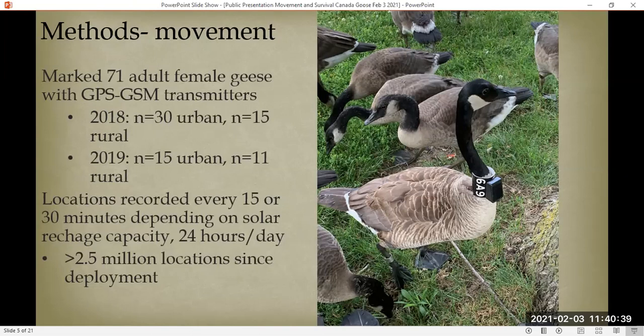We placed these GSM transmitters on adult female Canada geese. And when we captured them, we made sure they were with young. So we wanted to make sure that these adult females were successful nesters. We distributed transmitters around the Des Moines metropolitan area, but also in rural areas across Iowa to allow for that comparison.